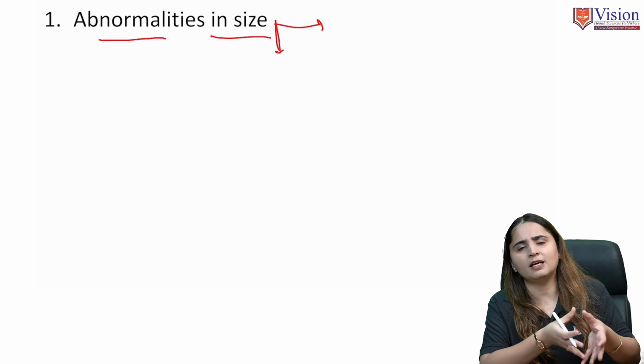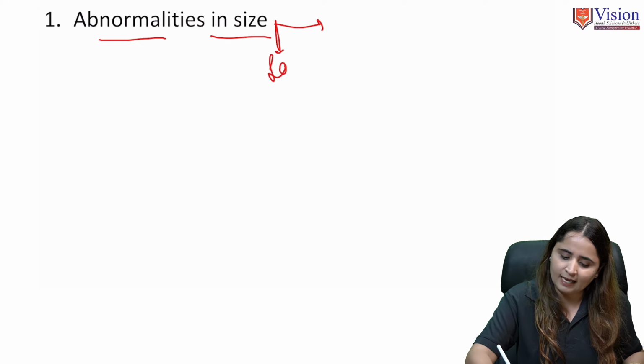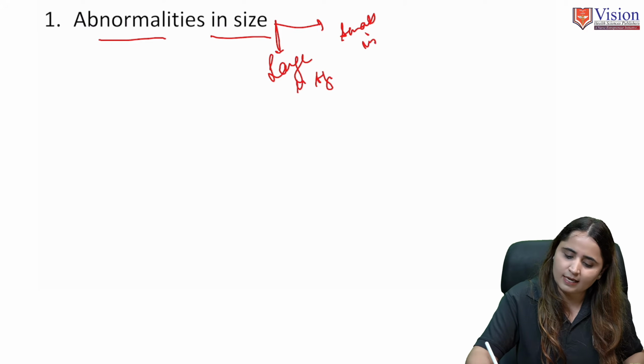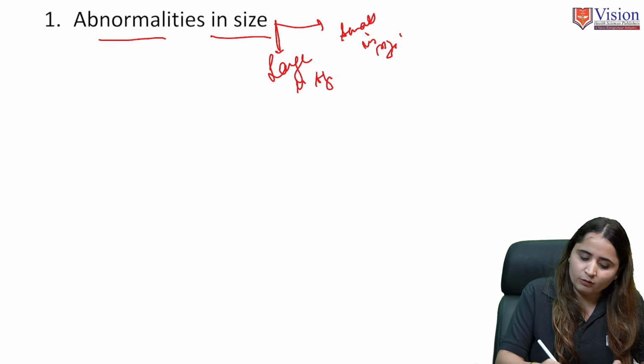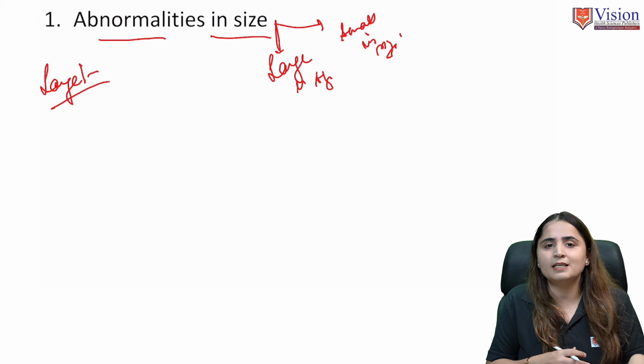What can the size be? It can be either large or small. So simply, the placenta can be large in size or small in size. First we are going to discuss the placenta that is large in size, which is also called placentomegaly.